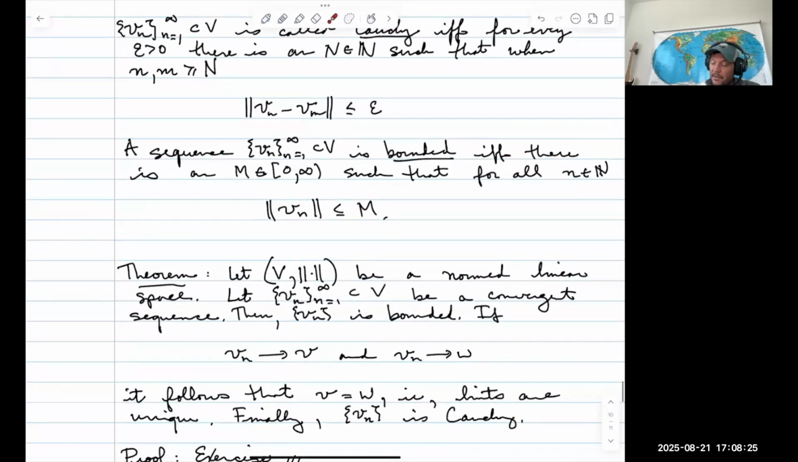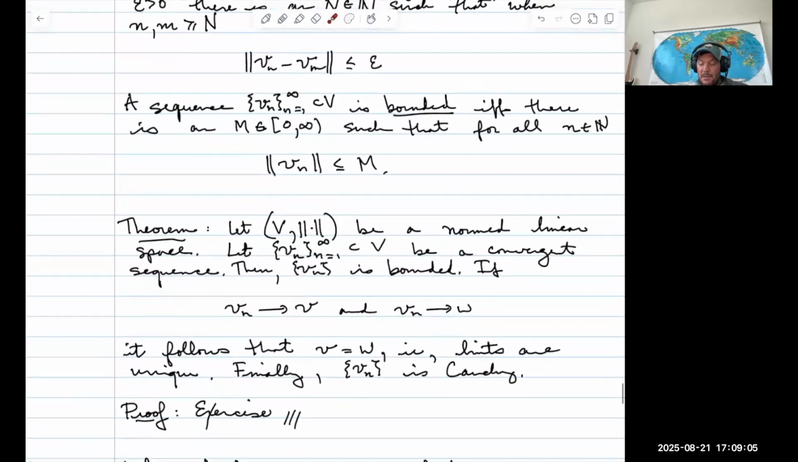A sequence is called bounded if and only if there exists an M, which is a non-negative number, such that for all n in the natural numbers, the norm of v_n is always less than M. So this is a little bit like, if you're familiar with the Euclidean norm and you like to think about that, this says that all of the elements of the sequence stay in a ball of radius M. Same thing. They all have to stay in a ball of radius M. So that's what we mean by bounded.